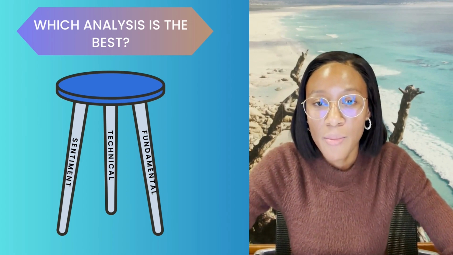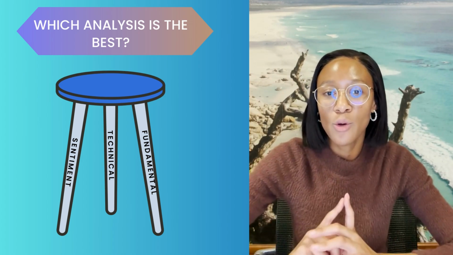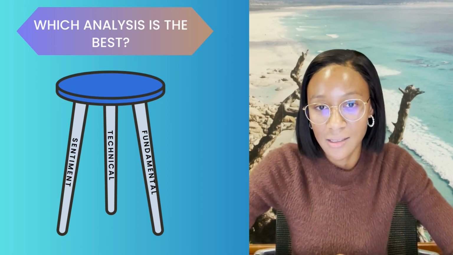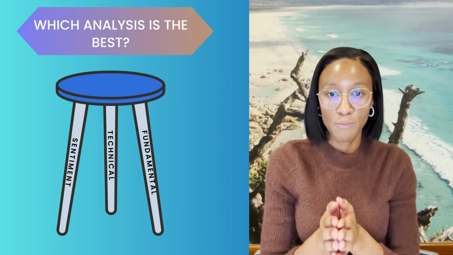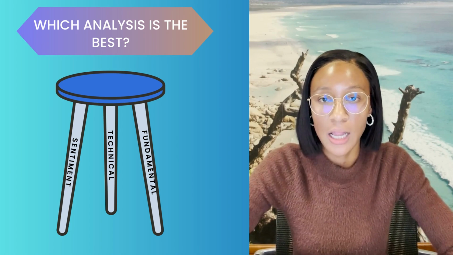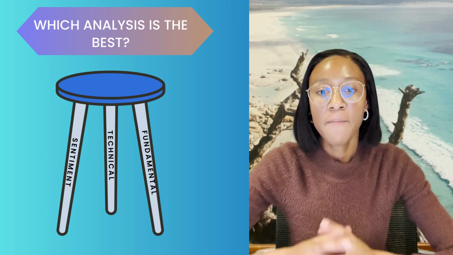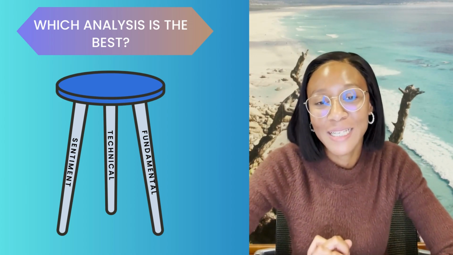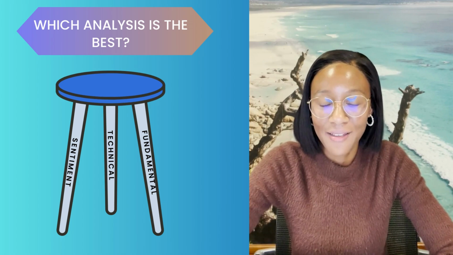Imagine a 3-foot or a stool with two legs only. There's going to be a bit of imbalance, right? So in order for you to have the balance, you need all three in order for you to make an executive decision and a well-informed decision as well. So there's no one that is more important than the other one. All three of them come together and they are just as crucially important as the other analysis.